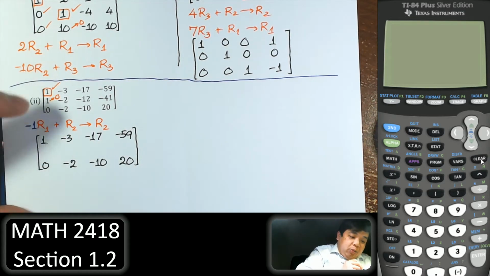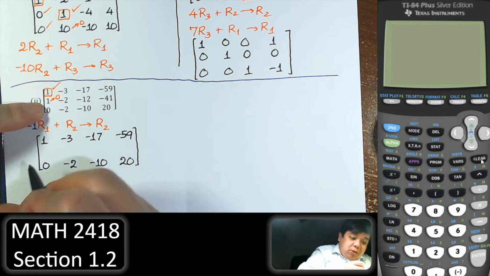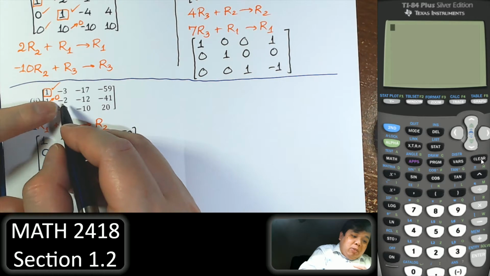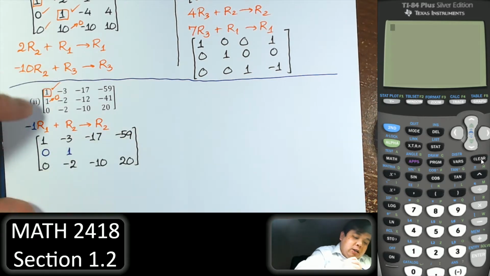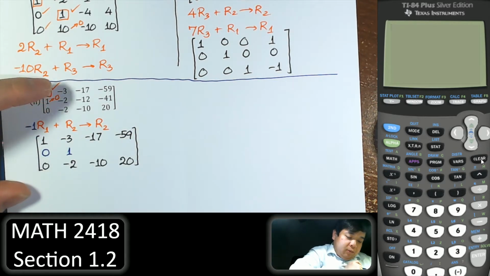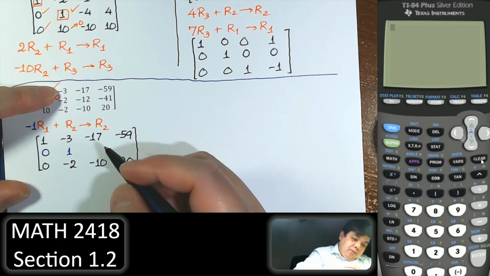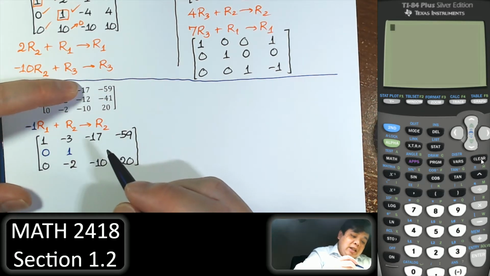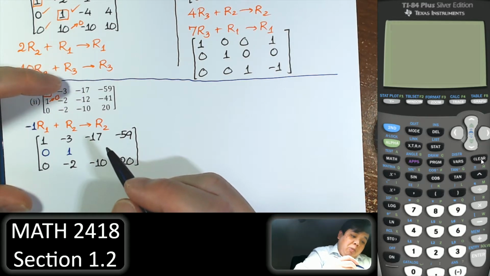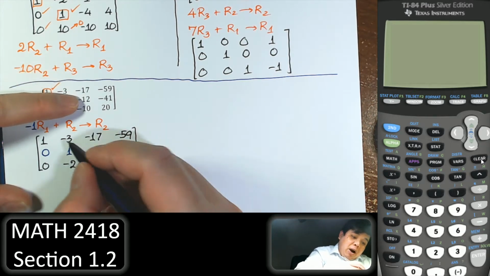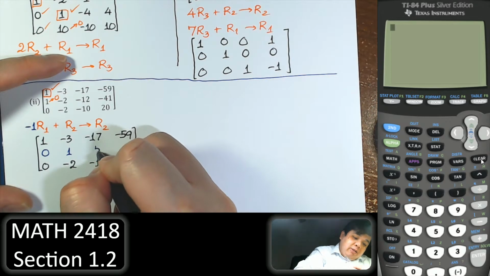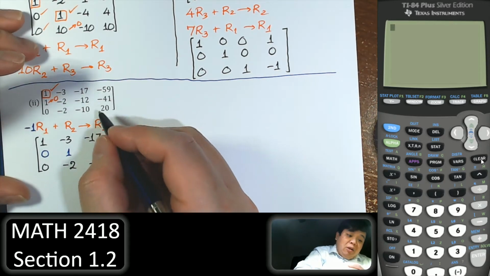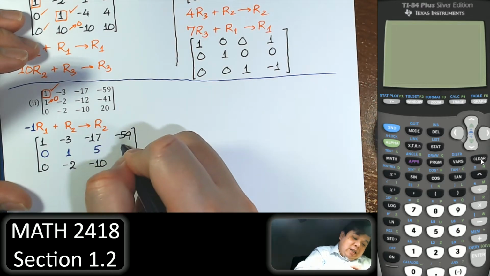-1 times 1 is -1 plus 1, 0. -1 times -3 is 3 minus 2, so that would be 1. -1 times -17 is 17 minus 12 is 5. -1 times 59 is -59 plus 41, which is -18.